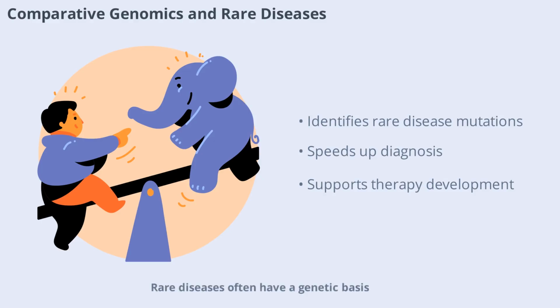Rare diseases often have a genetic basis. Comparative genomics helps identify the mutations responsible for these conditions by comparing patient genomes to reference sequences. This approach accelerates diagnosis, informs treatment, and supports the development of new therapies for rare disorders.